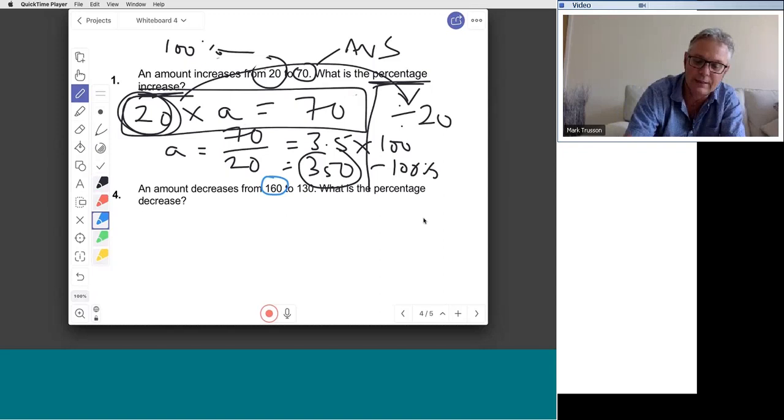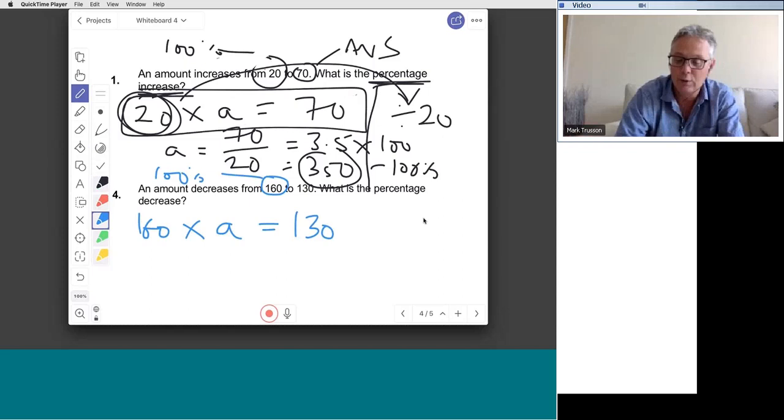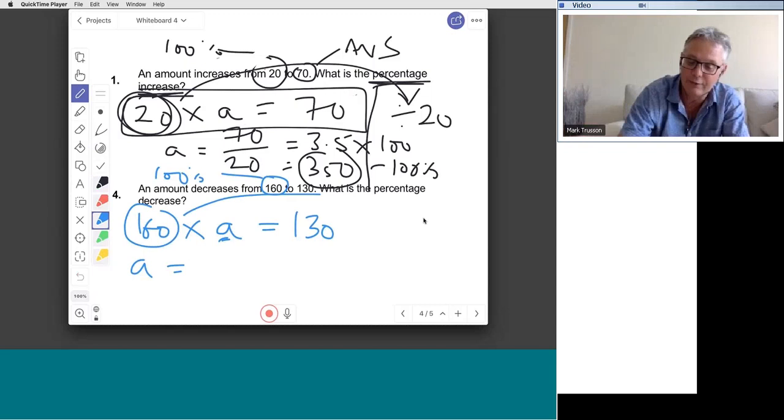So we've got 160. We're going to times it by this unknown decimal, and we're going to end up with 130. We're expecting, because of the decrease, that this A here is going to be less than 1. But let's find out. So we've got A equals, now how do I move that over to there? I've got to divide through, because I'm being multiplied by 160, so I get 130 over 160.